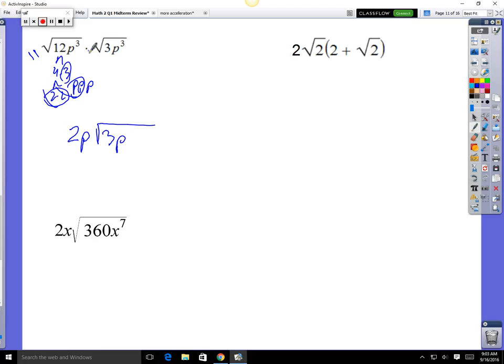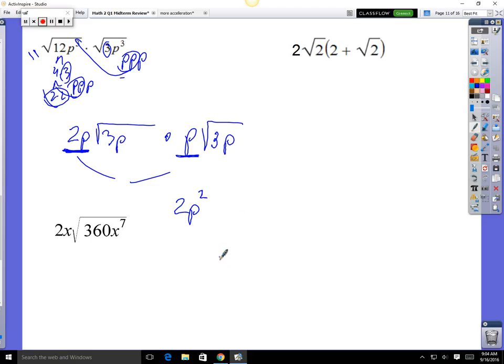Okay, and I'm going to multiply that by this. 3 is prime. There's no squares in 3, but p cubed, we just did p. You're going to take a p out. So if you take this p on the outside, on the inside, you're still going to have 3p. Okay. Now multiplication, multiply your coefficients, 2p times p, and that will be 2p squared, and then times your insides together. 3p times 3p is 9p squared, and we're in business.